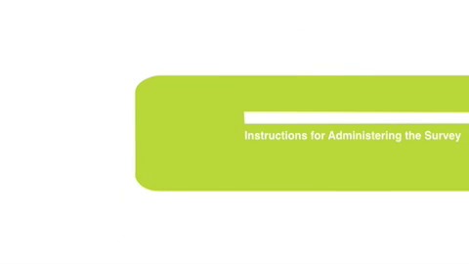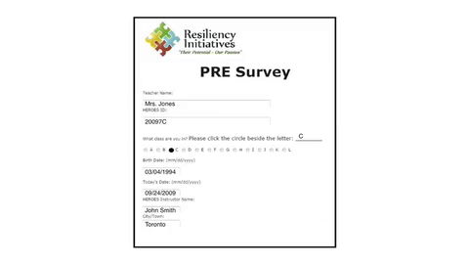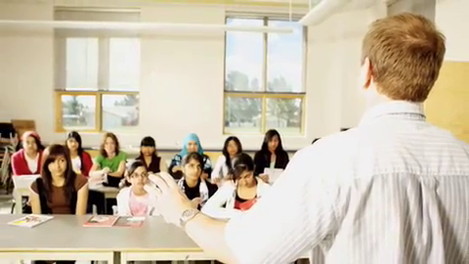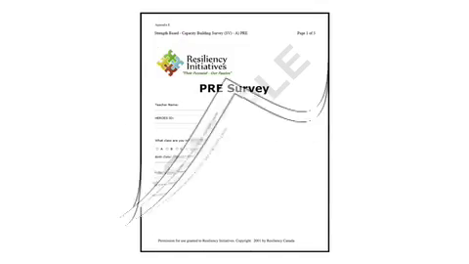Instructions for administering the survey. Now that you have a login card for each student that is taking the survey, you will need to give a few simple instructions at the start of class to ensure the survey is administered properly. To review these instructions, please see the Resiliency Capacity Survey located near the end of your instructor guide.